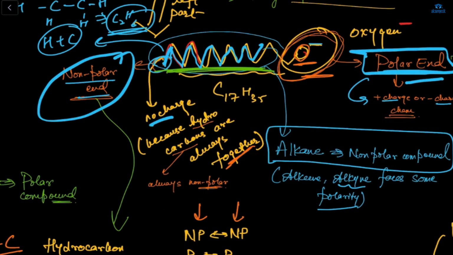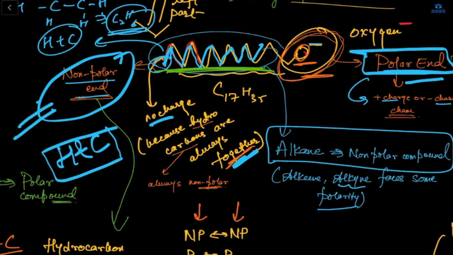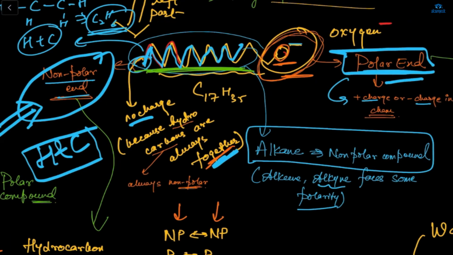Because the hydrocarbons are always together. The hydrogen and carbon are friends, so they are always together with each other, so they won't have any charge. And if they will not have any charge, then these are known as the non-polar end. And if they will have any kind of plus or minus charge, their oxygen is having minus charge, so then oxygen will be considered a polar end, not a non-polar. It will be considered polar.